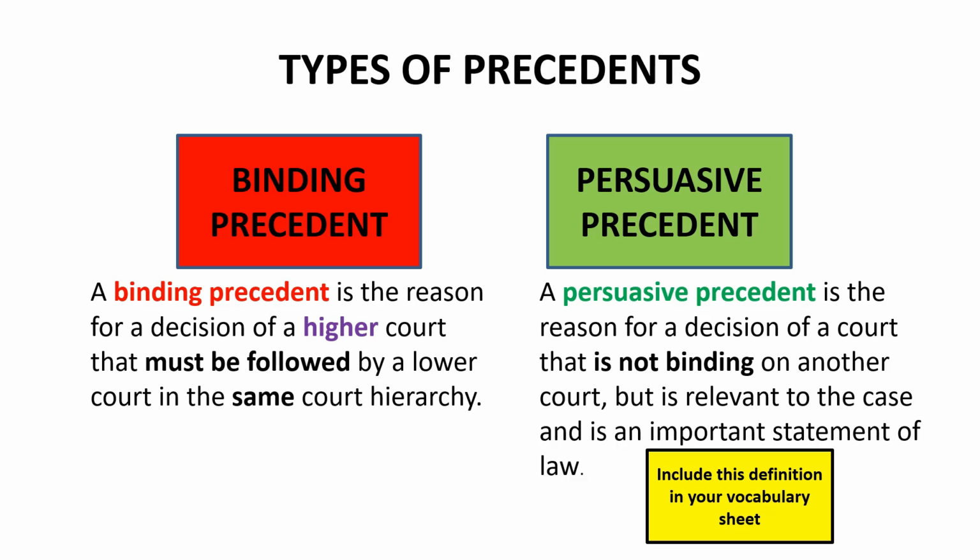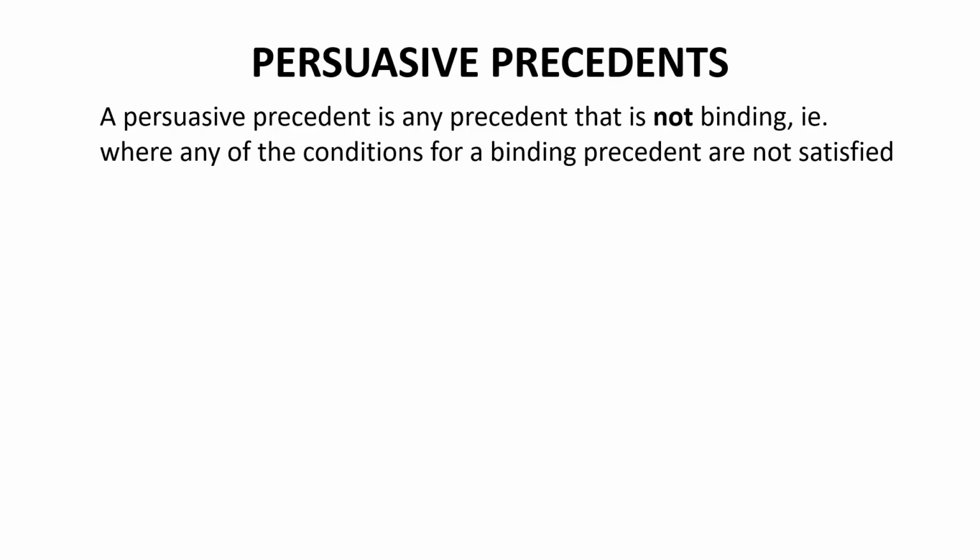On the other hand, a persuasive precedent is not binding for a court. That is, a court that is faced with a persuasive precedent does not have to follow that precedent. However, even though the court is not bound by a persuasive precedent, it might decide that the precedent is a sensible one, and so it will decide its case consistently with that precedent. It doesn't have to, but that's a decision it might take. Put another way, a persuasive precedent is any precedent that is not binding.